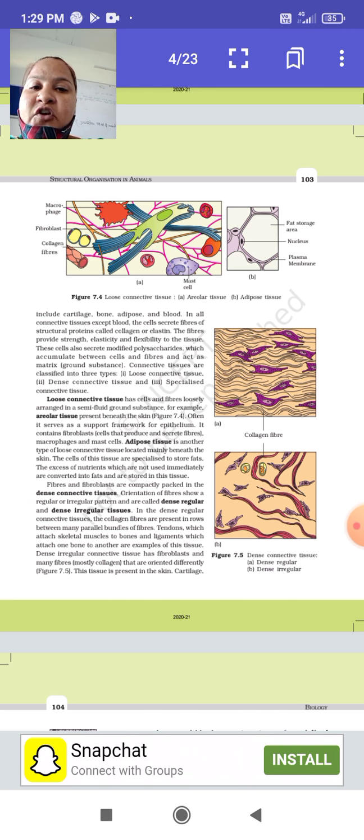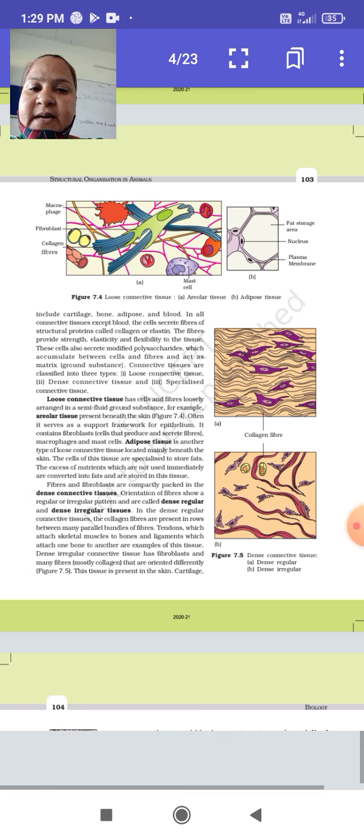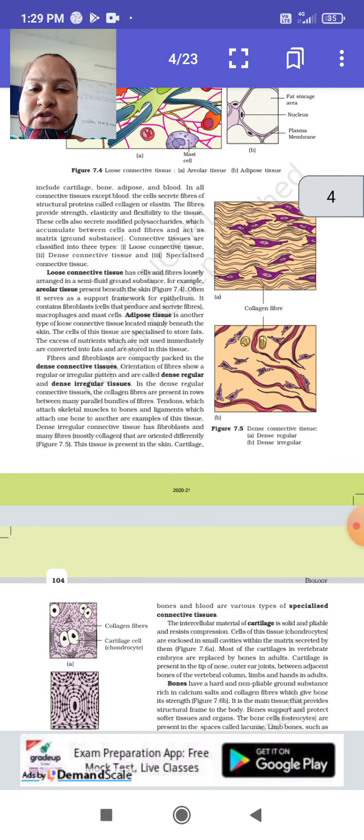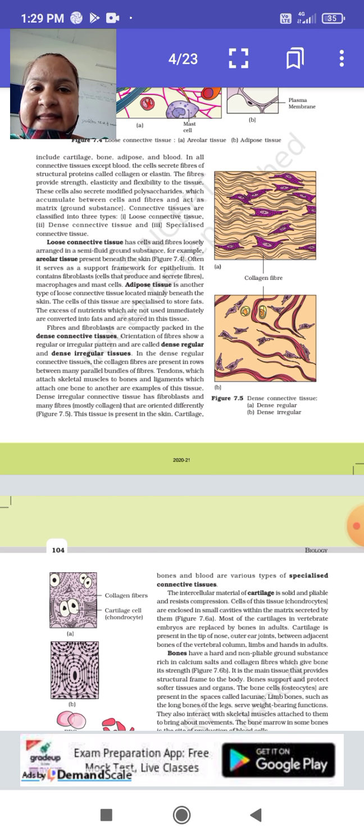Now connective tissues are again classified into 3 types: loose connective tissue, dense connective tissue and specialized connective tissue. Loose connective tissue has fewer fibers, and they are loosely arranged in a semi-fluid ground substance. As the word says, loose means the fibers are loosely arranged. Its 2 main examples are areolar tissue and adipose tissue, and both these tissues are present beneath the skin, and they serve as a support framework for epithelium.